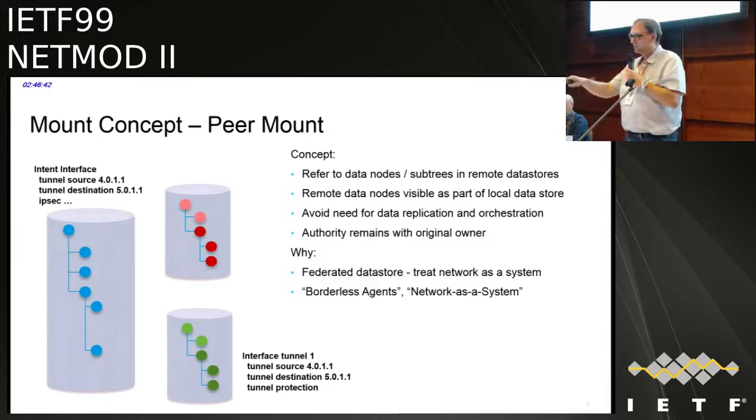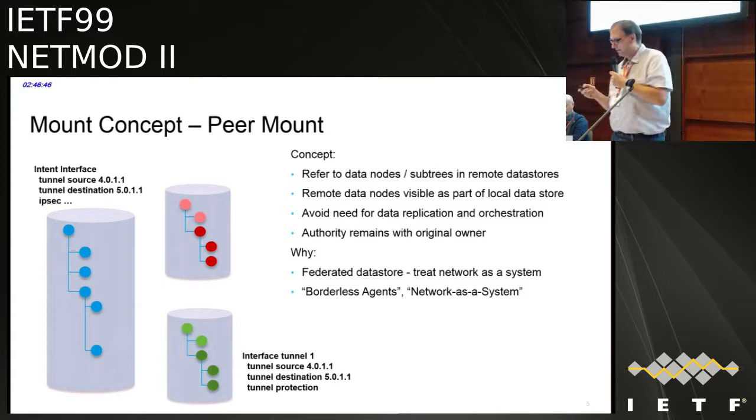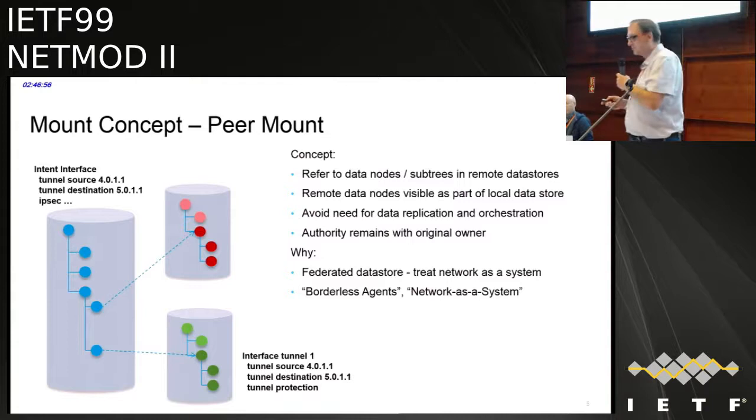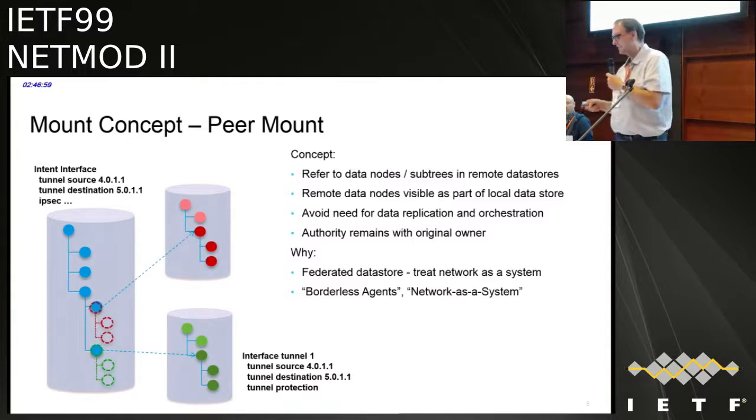So this one shows a peer mount, basically remote mounted information, where you want to allow, from one system, for instance the one with the blue nodes depicted there, to mount information from different servers and allow this data to be accessed as if it were locally part of that server, without having to go to a different server.